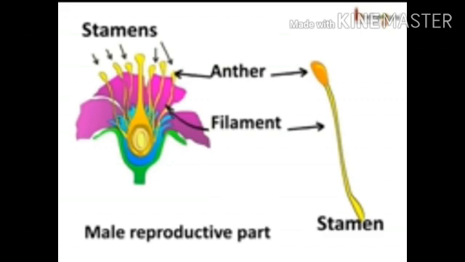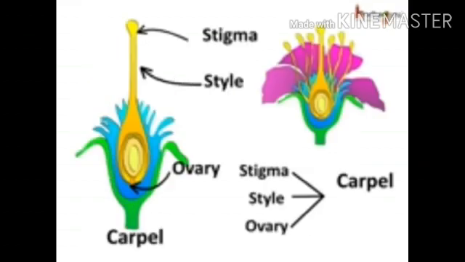Now, flowers have two types of reproductive parts. Number 1 is the male reproductive part. Number 2 is the female reproductive part. Male reproductive parts include filament and anther, jointly known as stamen. That dark yellowish part is known as the anther. It helps in pollination.